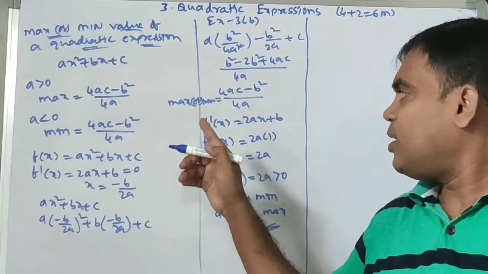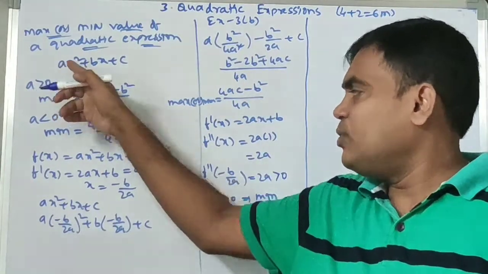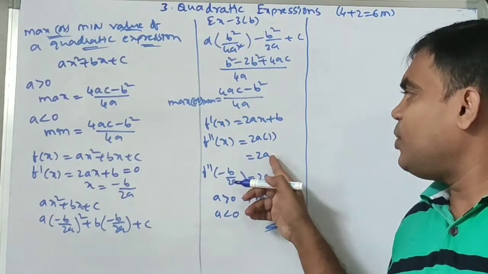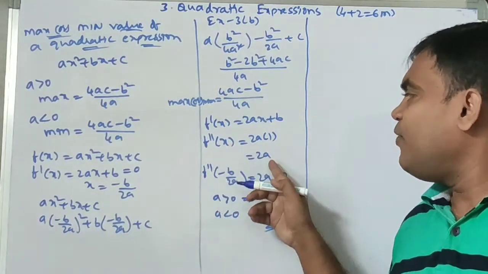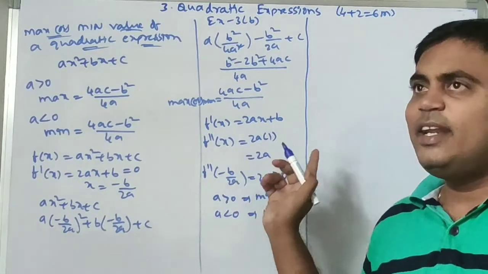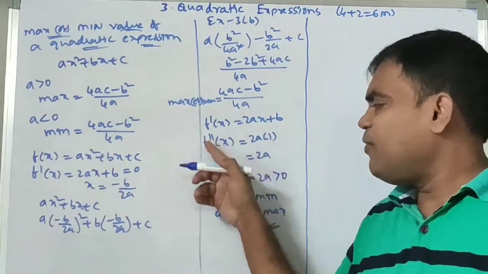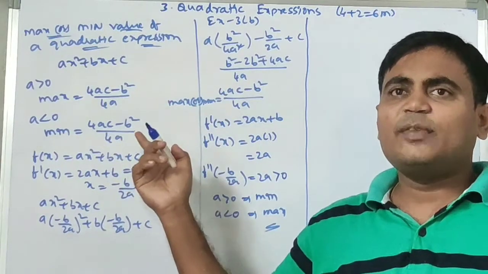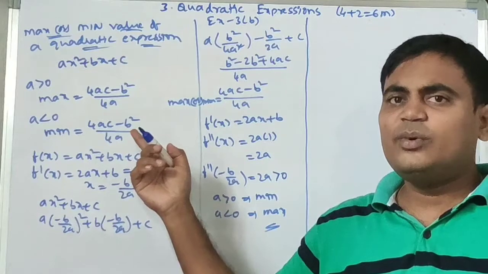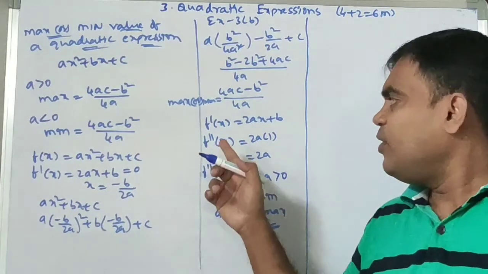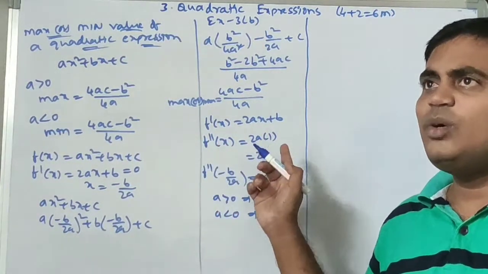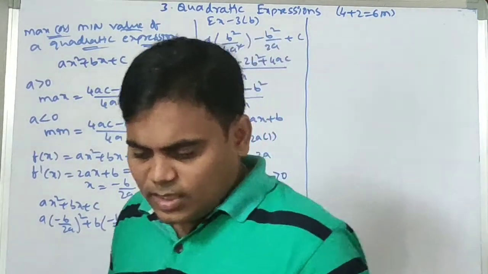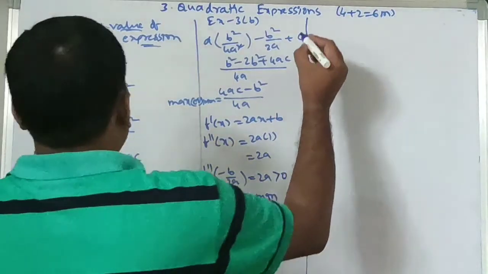It depends upon the value of a, because f double dash x is 2a. If a is positive, f double dash x is positive; if a is negative, f double dash x is negative. If f double dash x is positive, the functional value is minimum. If f double dash x is less than 0, it is maximum. Based on this, we will do the first bit, 8th question.